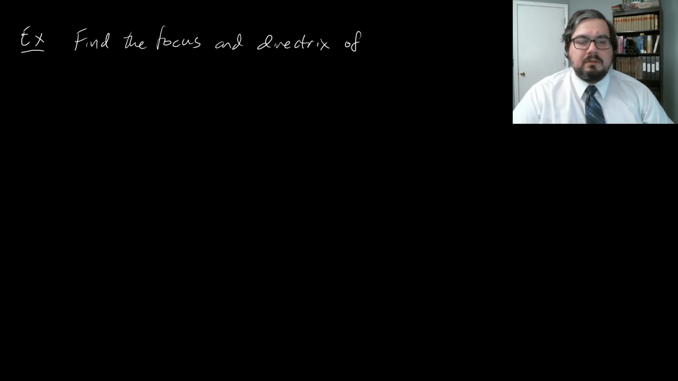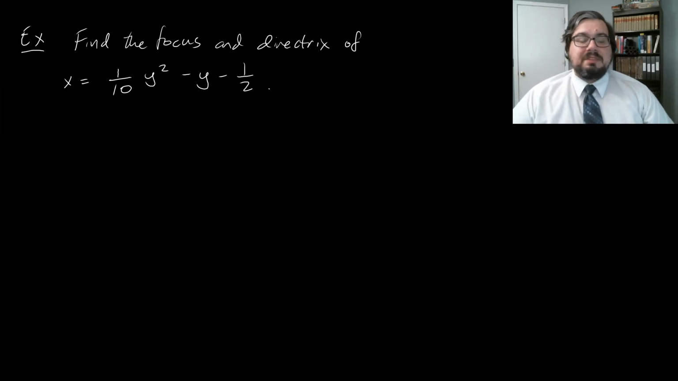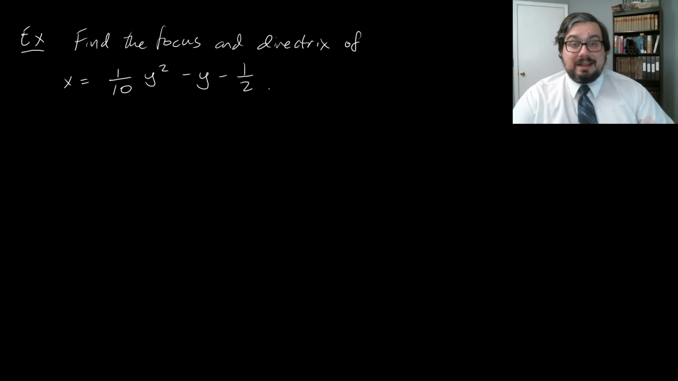So let's take the following example. Let's find the focus and directrix of the equation x equals 1 over 10 times y squared minus y minus 1/2. Now, first of all, one thing we can note from the cases we had on the previous slide is that this parabola is going to open horizontally, either to the left or the right, and that's because x is the variable without any power of 2 on it.